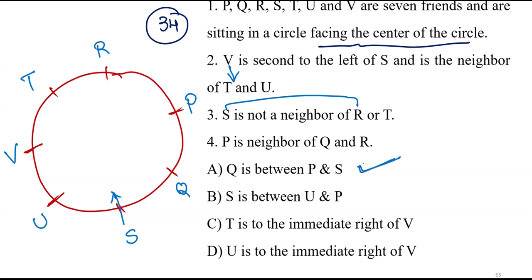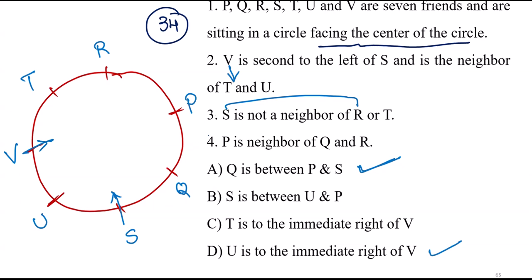T is immediate right of V. No, V's left side is T. U is immediate right of T. That's also correct actually. U is immediate right of V. For V, U is immediate right. S is between U and P. Yeah, S is between U and P.